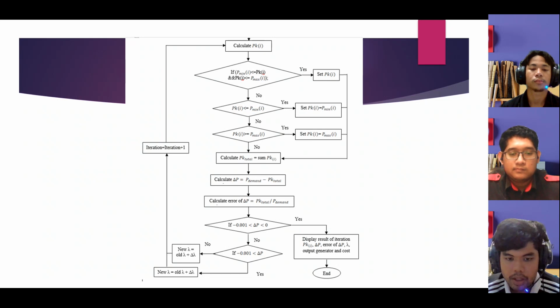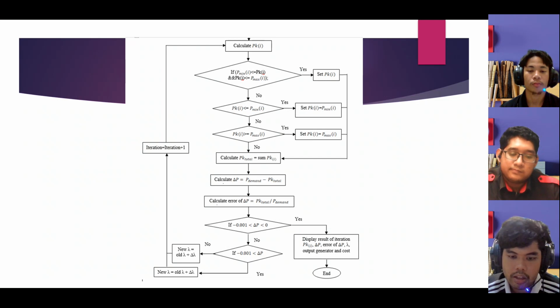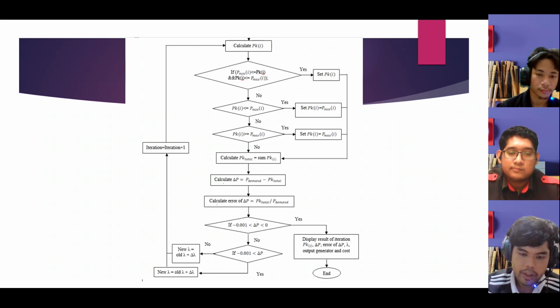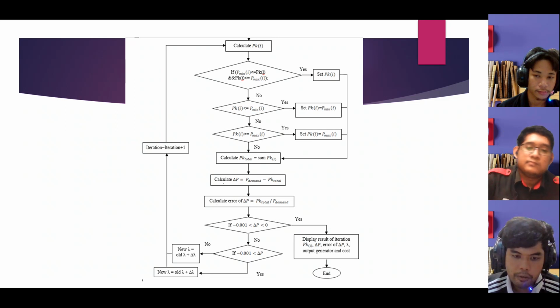So if the statement is true, we will display the result of the final iteration of PK, delta P, error of delta P, lambda, lambda output generator, and also the cost for the final result, and the program will end. But if the statement is false, actually it will go to the second possibility.